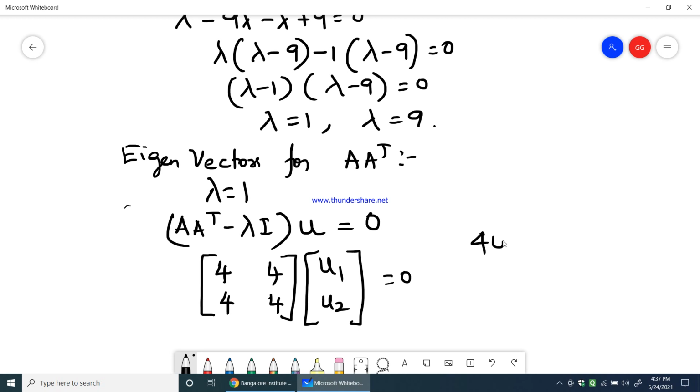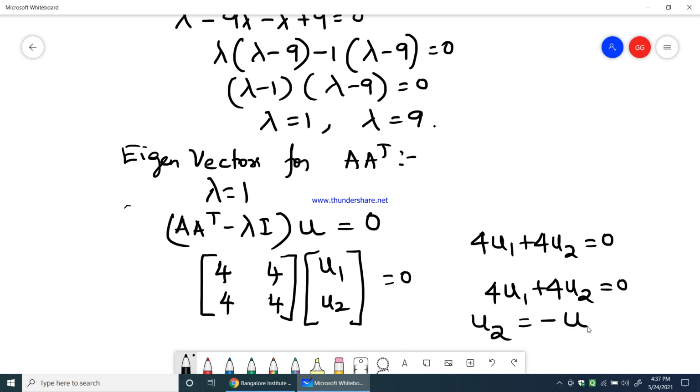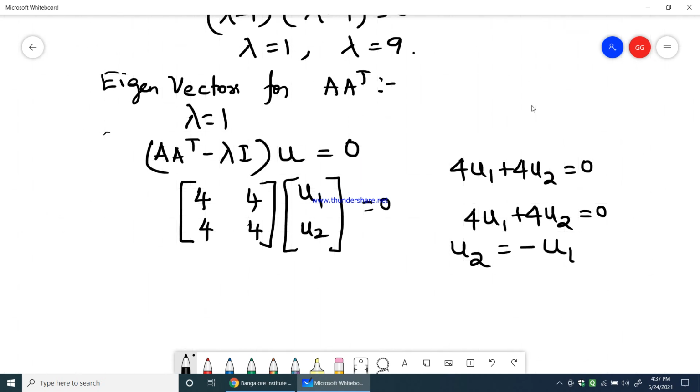Therefore it is 4u1 plus 4u2 equals 0. Similarly 4u1 plus 4u2, both equations are same. Therefore I can easily say in these two equations that u2 equals minus u1. Now if I take u1 to be equal to 1, then I will get u2 to be equal to minus 1. So therefore this is the first vector which we have got, 1 and minus 1.